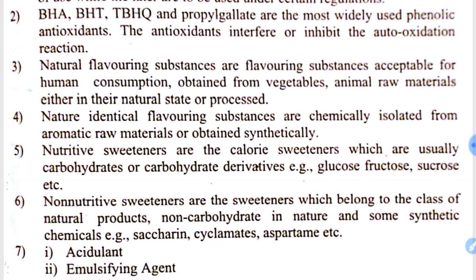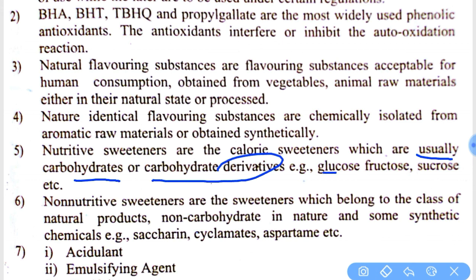Nutritive sweeteners are those which have calories, usually carbohydrates or carbohydrate derivatives like glucose, fructose, sucrose, etc. But non-nutritive sweeteners belong to the class of natural products that are non-carbohydrate in nature, and some synthetic chemicals, for example saccharin, cyclamate, aspartame. All these are non-nutritive sweeteners.